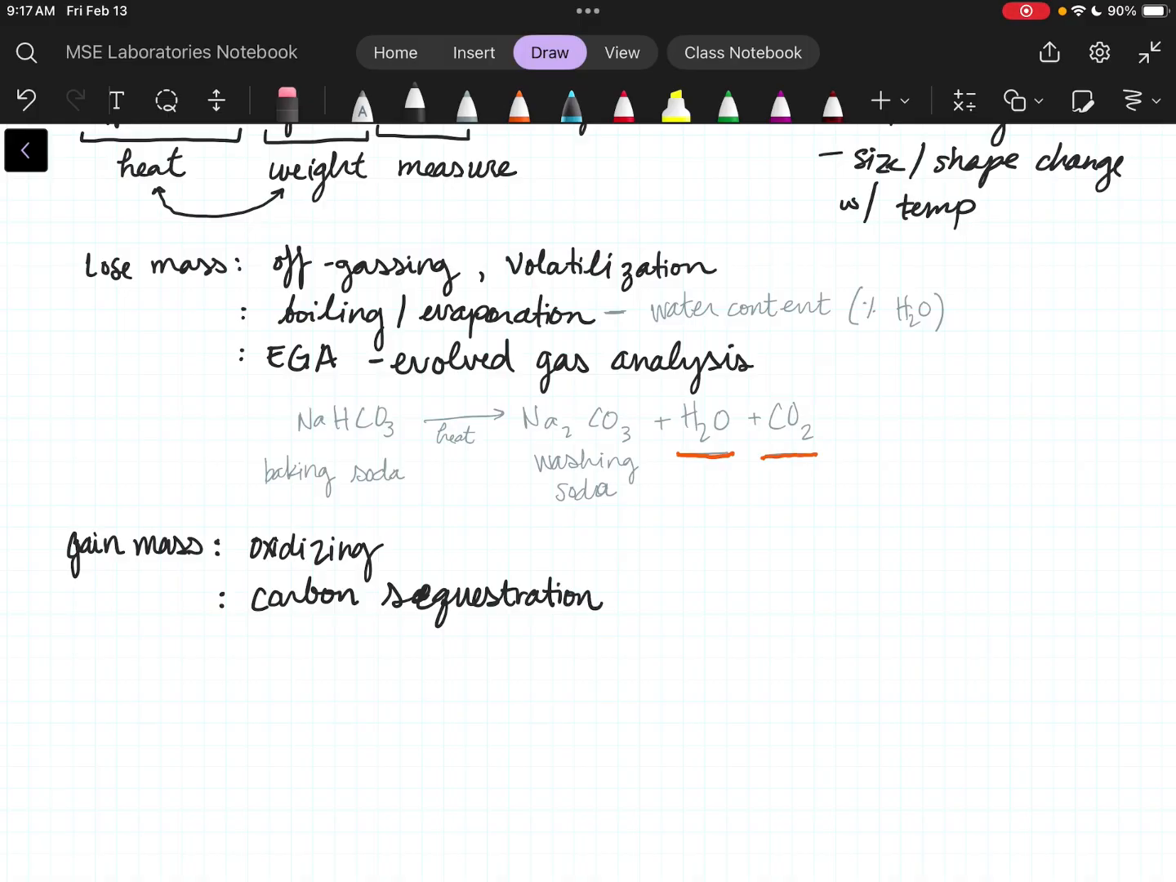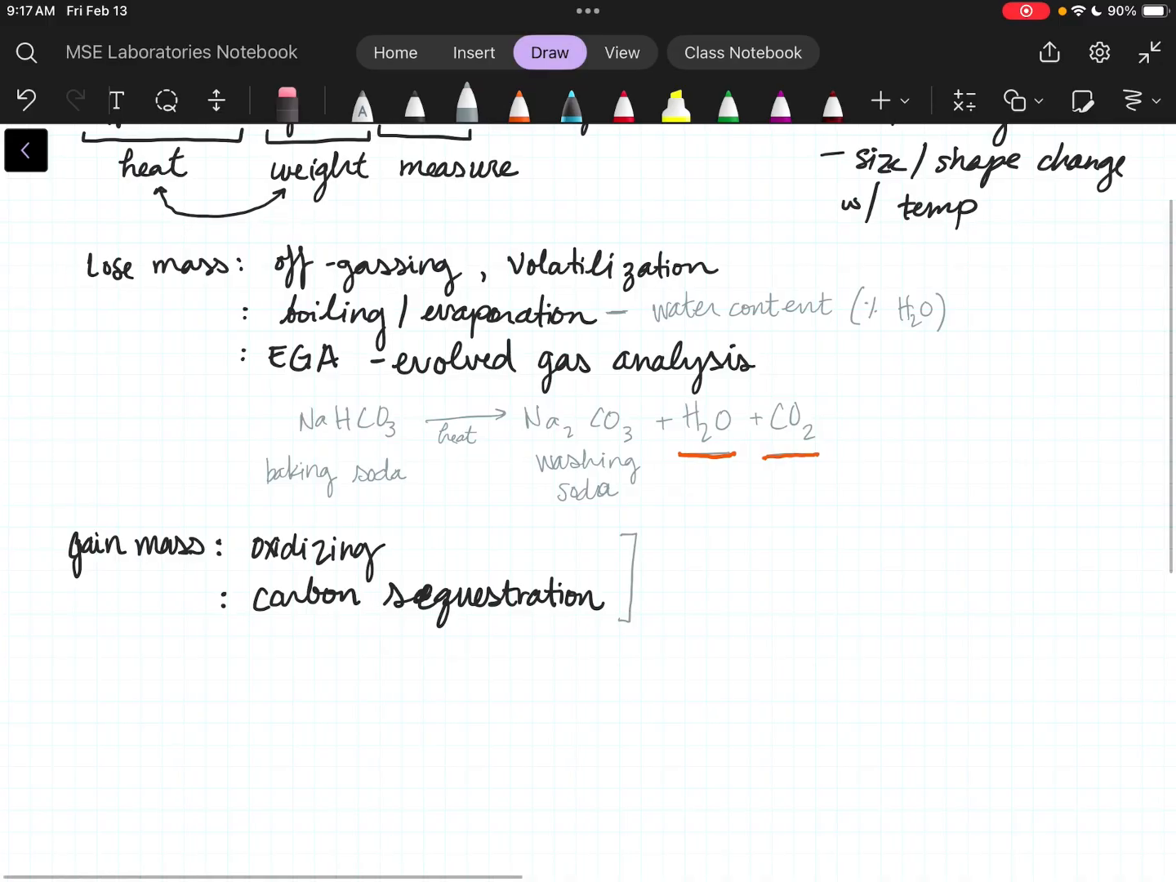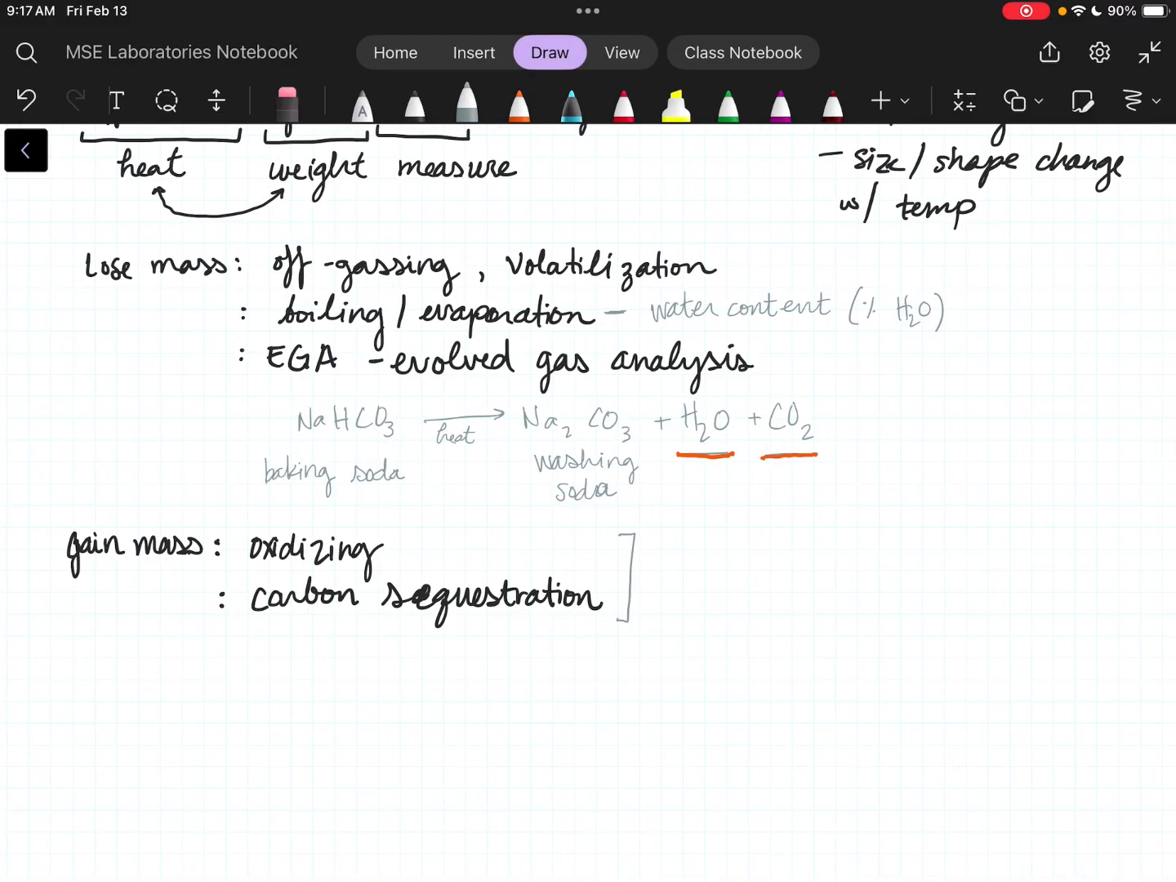What kind of things might we absorb out of the air? There are two really big ones. One that we see out in nature is oxygen. So oxidizing, and that often works better at higher temperatures. So it's the conversion of iron to iron oxide, and there's various forms of iron oxides.